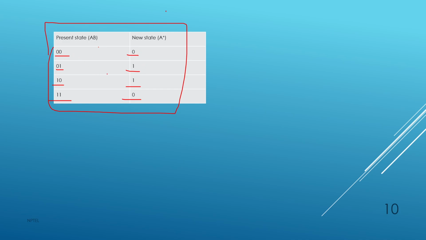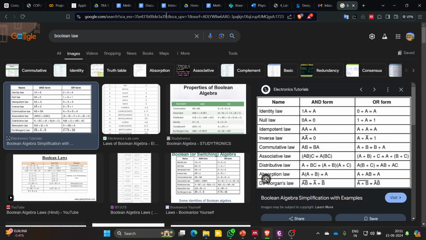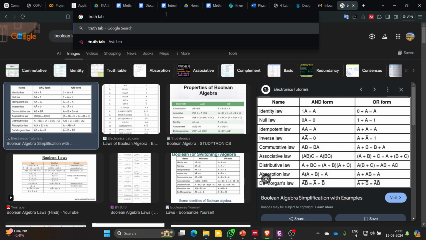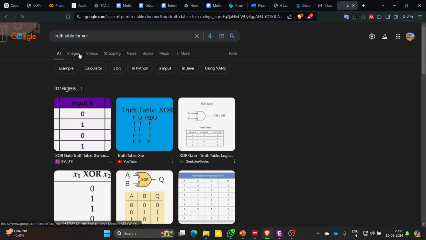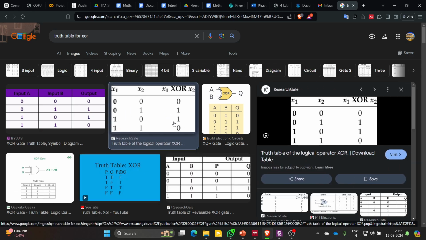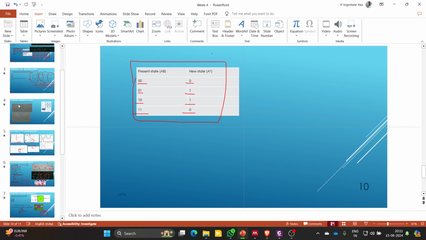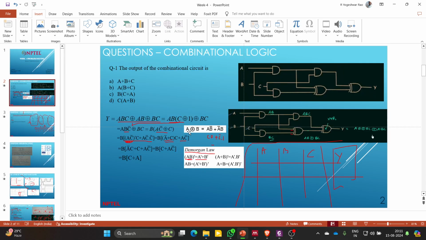I don't know if you get it, but please look into the truth table. What you can always do is Google. You can write truth table for boolean, like for XOR gate, and you get some kind of image, something like 0 0 1 1 0 0. So it's the same as the XOR gate, okay. So this is what the XOR gate means, right? A, B star, this is basically XOR gate.